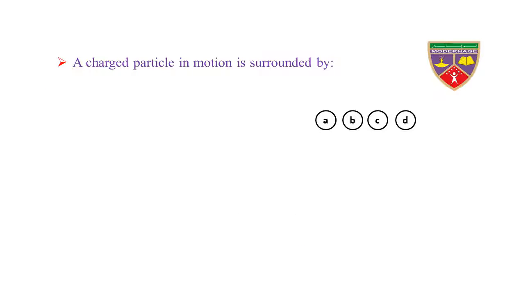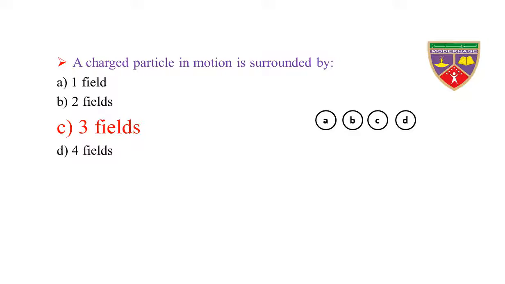A charged particle in motion is surrounded by: option A, one field; option B, two fields; option C, three fields; option D, four fields. The key is three fields. Therefore, the correct option is C.